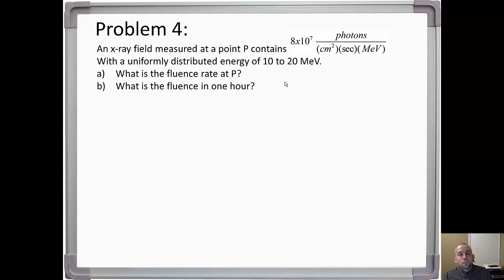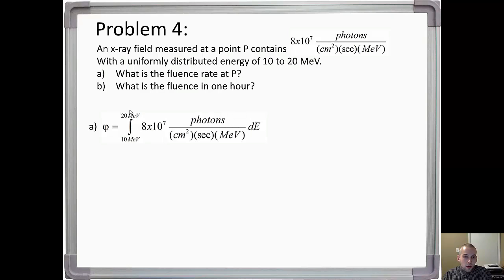Okay, so problem 4. An X-ray field measured at a point P contains 8 times 10 to the 7 photons per centimeter squared per second per MeV. So this is going to be the energy fluence rate, but notice it's in MeV. So typically energy fluence rate would be in joules, unless they specifically ask for everything. With a uniformly distributed energy of 10 to 20 MeV. So what is the fluence rate at P?